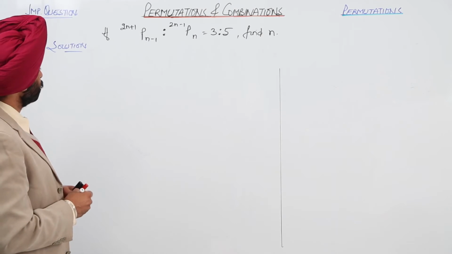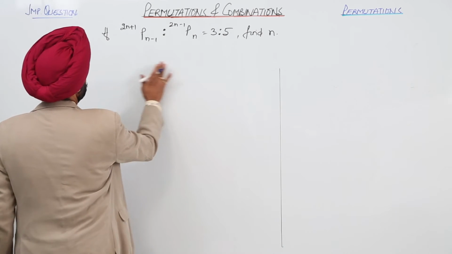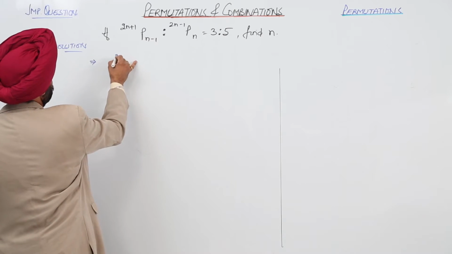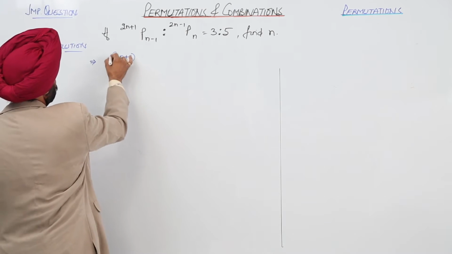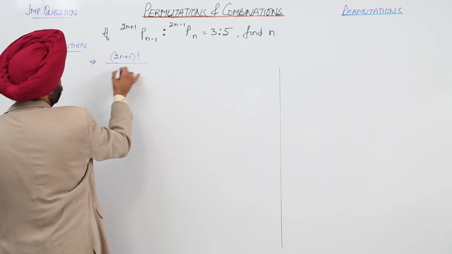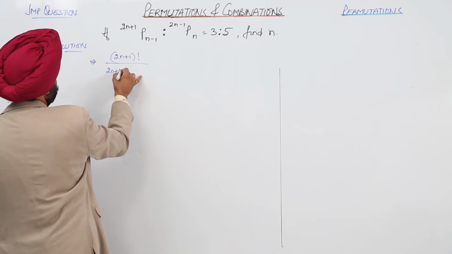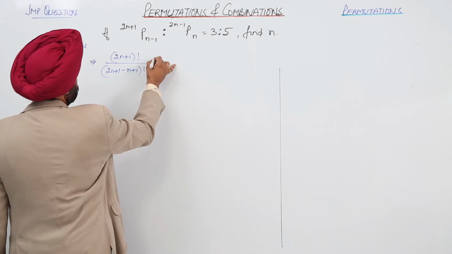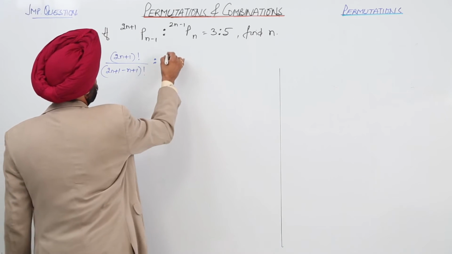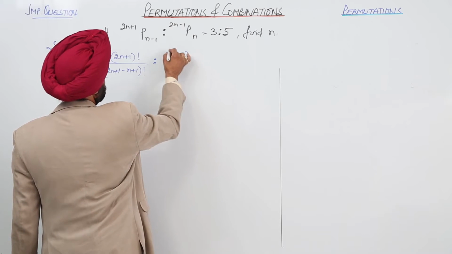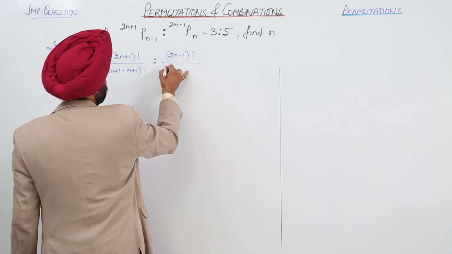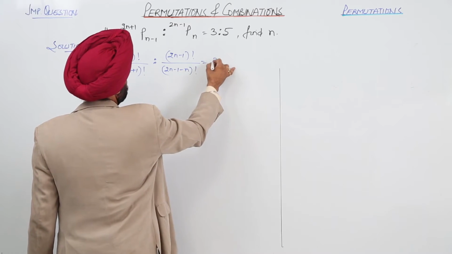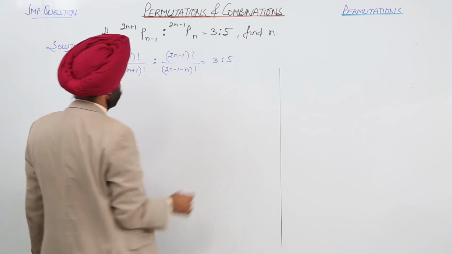Now in this question we have to find n, and we are given (2n+1)! upon ((2n+1) - (n+1))! with (2n-1)! upon ((2n-1) - n)! is equal to 3:5.